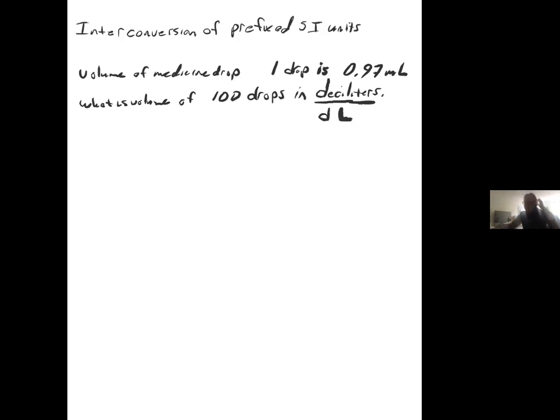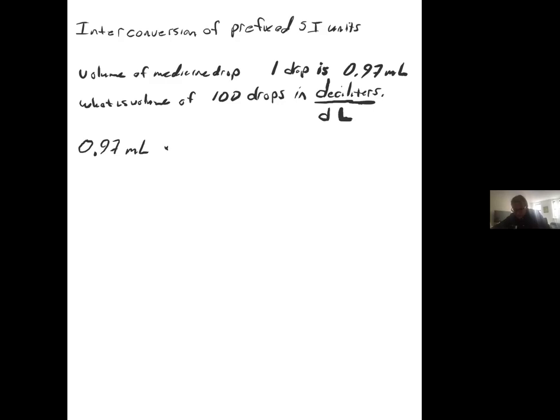This one's a little bit more involved. So here's what I'm going to do. I'm going to take one drop. So I'm going to say, look, it's 0.97 ml. By the way, nurses are more likely to call ml cc. A cc is the same thing as an ml. It has a different name, but it's really the same unit. So 0.97 ml. And I'm just going to figure out first, what's the volume in 100 drops?